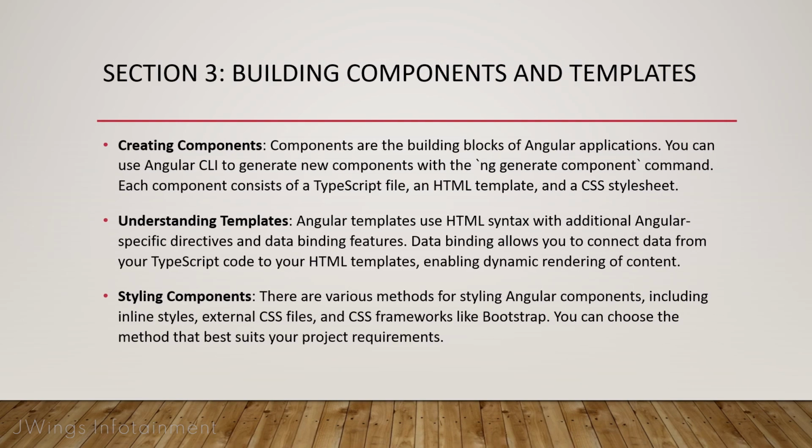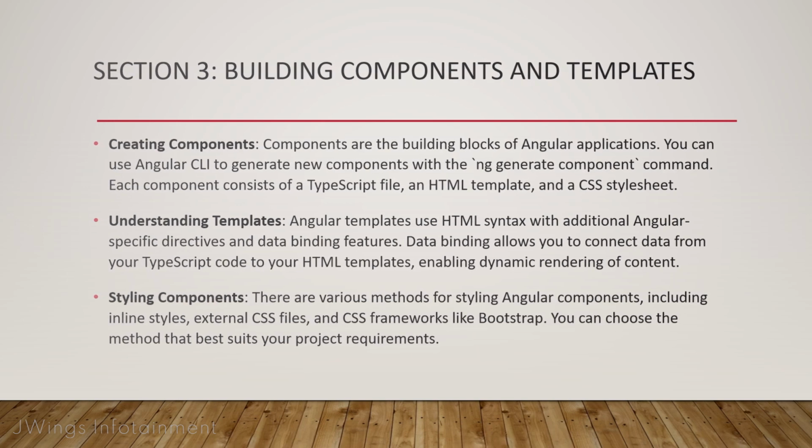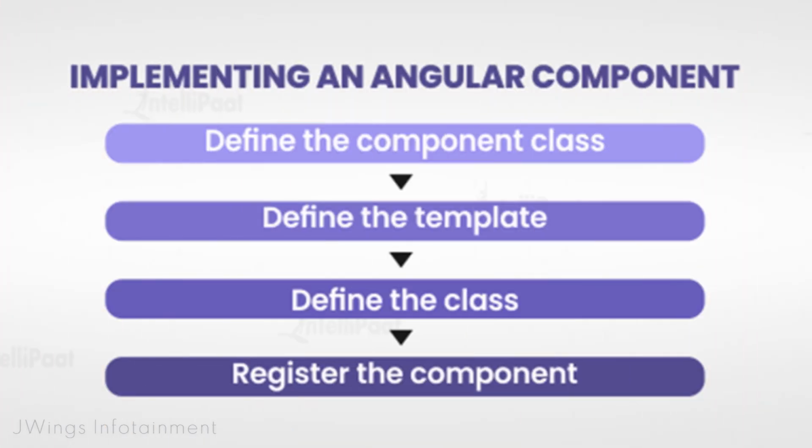Components are the heart of any Angular application, and they represent different parts of the UI. We'll use Angular CLI to generate our first component and explore its structure. Once our components are in place, we'll dive into templates and data binding. Templates in Angular are HTML files that define the UI of our application. We'll see how data binding allows us to bind data from our component's class to the template, enabling dynamic content rendering.